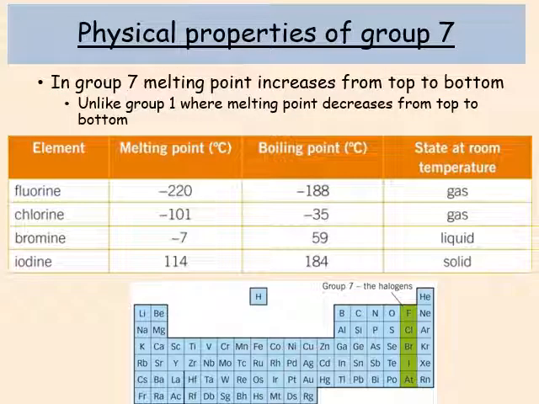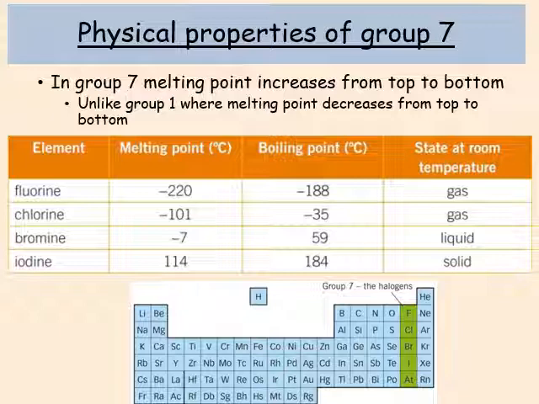So, the physical properties of group 7. We're going to talk about these physical properties over the next couple of slides. In group 7, the melting point increases from top to bottom, unlike group 1, which you would have already done, where melting point decreases from top to bottom.